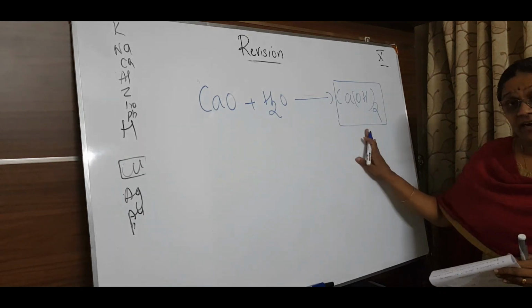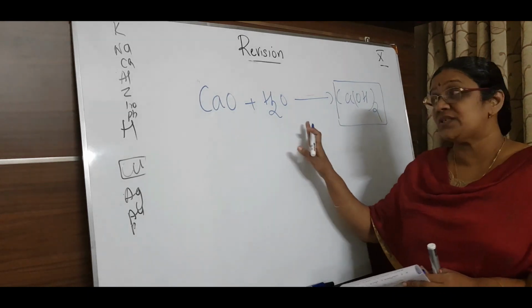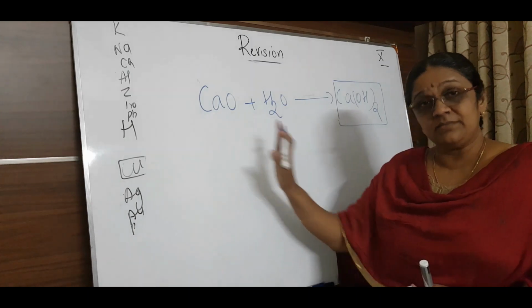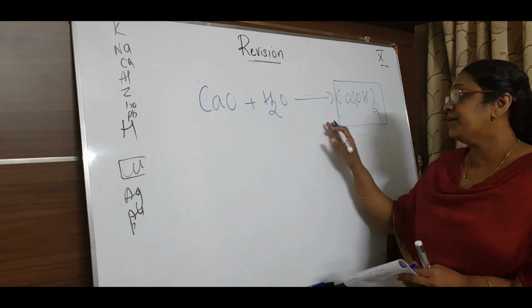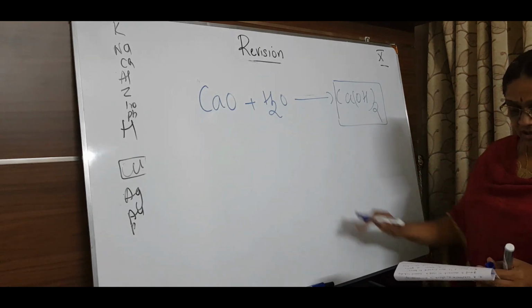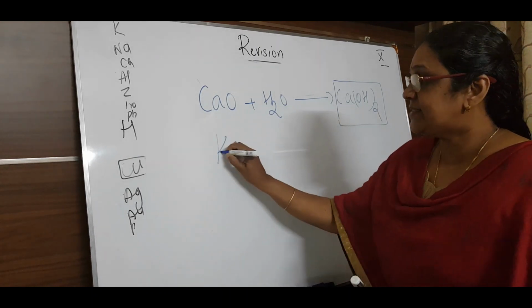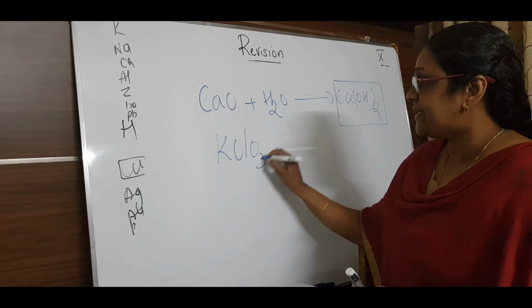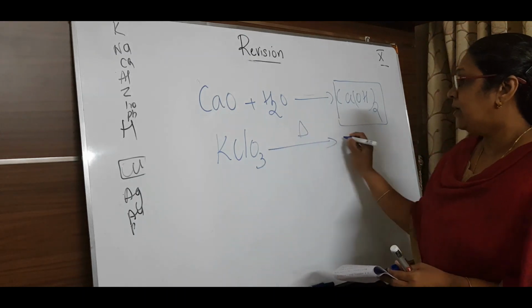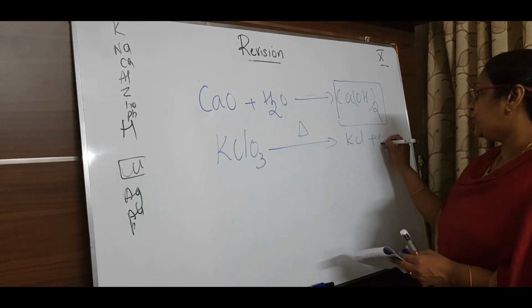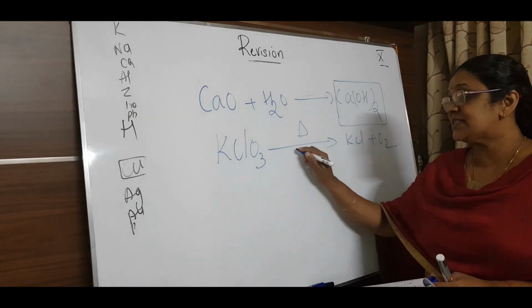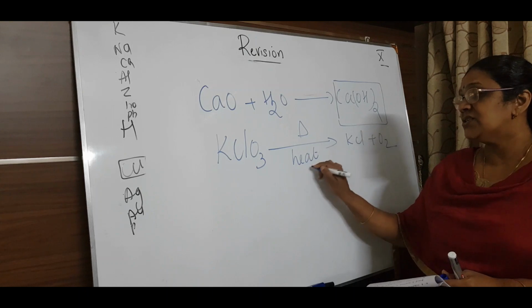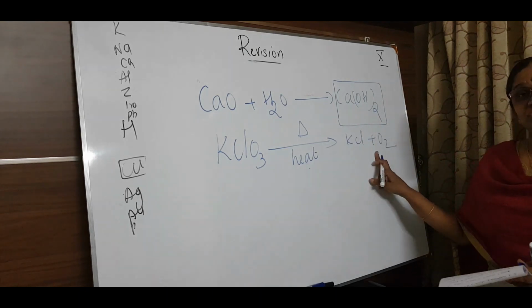When a single reactant breaks down or decomposes into more than one product, it is called a decomposition reaction. Okay, just go through it. So this is a what? Combination reaction. Now next is the third one, KClO3 gives KCl plus O2. See, just balance it. Now what does this triangle mean? This triangle means heat, isn't it? So this is a decomposition reaction.